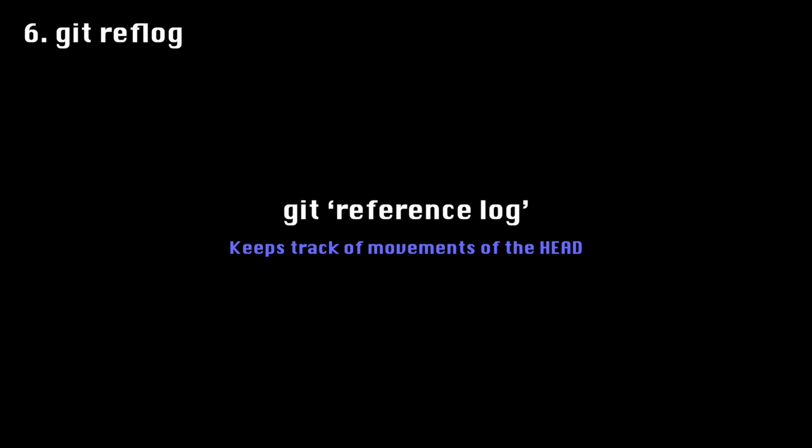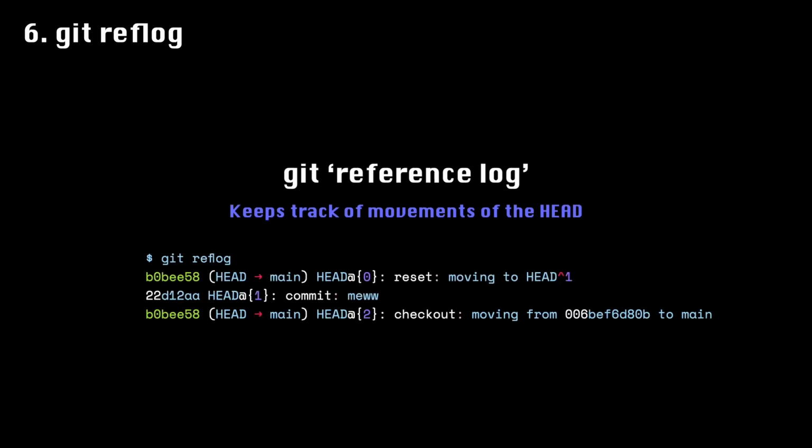Finally, let's explore git reflog, a powerful tool to navigate your repository's history and even recover lost commits. The git reference log is like a journal that tracks the movements of the HEAD, recording where it has traveled over time. It is incredibly useful for undoing complex operations or even recovering mistakenly deleted commits. It lists out a history of where your HEAD has traveled to.